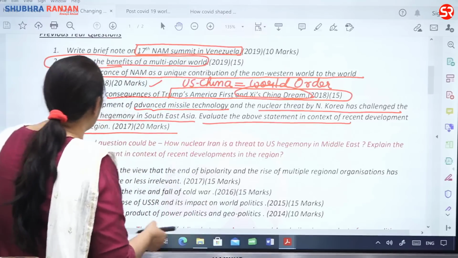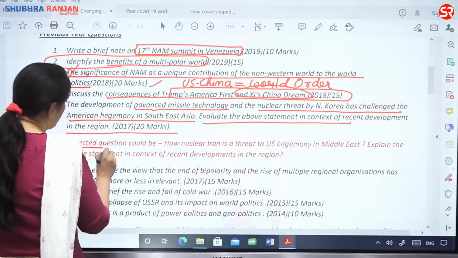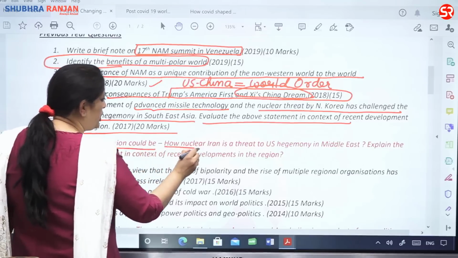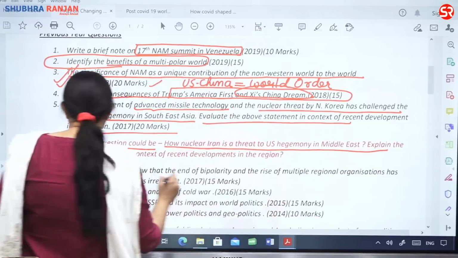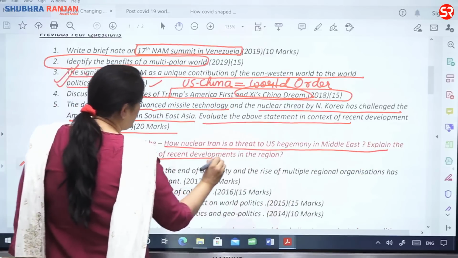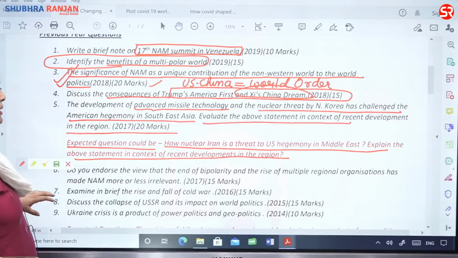So I thought we'll do this question: How is a nuclear Iran a threat to US hegemony in the Middle East? Explain the above statement in the context of recent developments in the region.